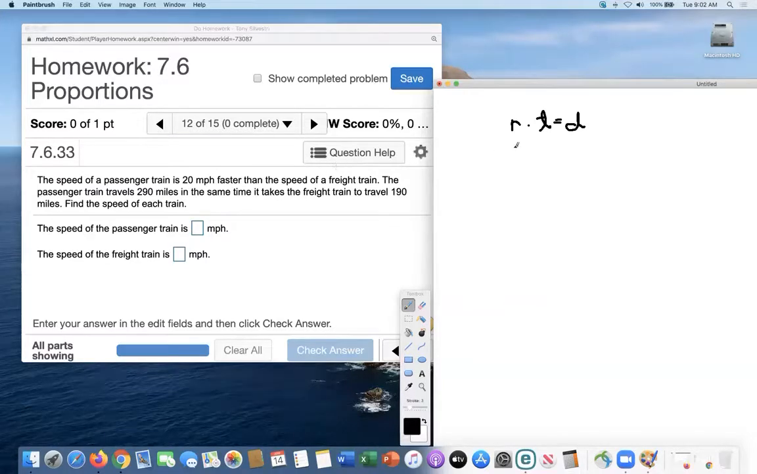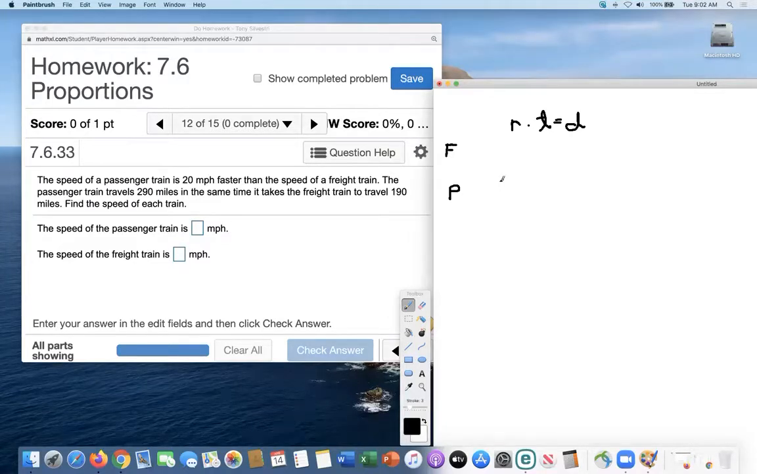We need to make a little table of these, because these words have to translate into algebra. And so let's take a look. What's the slower of the two? I guess the freight train is the slower of the two. And then we've got the passenger train. I'll put it right below it, F and P. The speed of the passenger train is 20 miles per hour faster than the freight train.